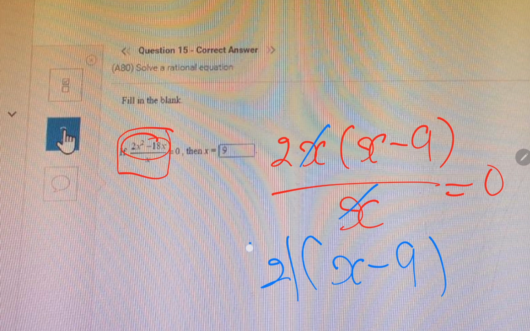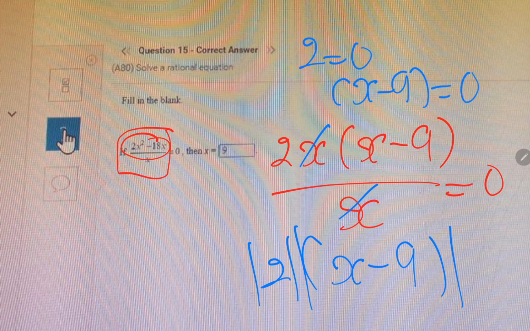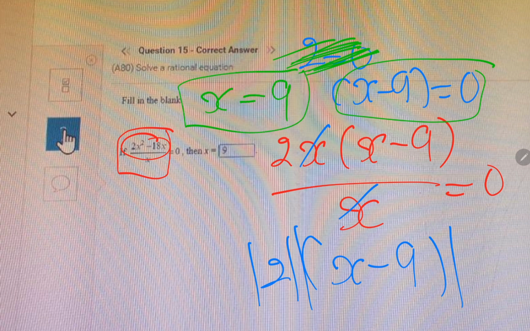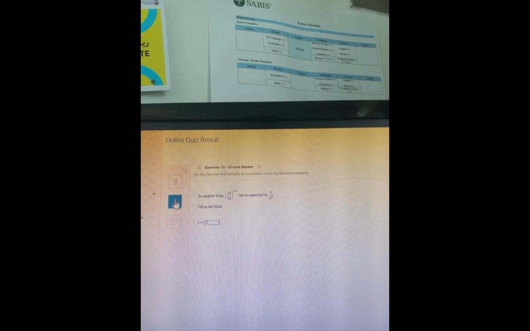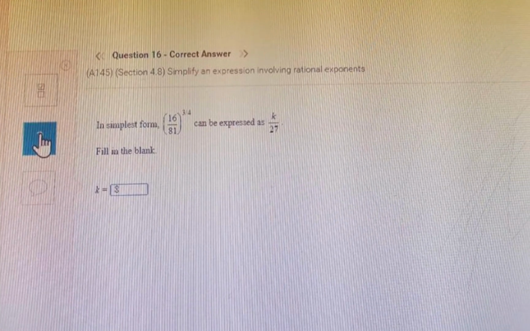Now we make each part equal to 0. So we're gonna have to make each separate part equal to 0. So 2 is equal to 0 and x minus 9 is equal to 0. Now which makes more sense? 2 to be equal to 0 or x minus 9 to be equal to 0? Definitely the x minus 9 to be equal to 0. This makes 0 sense. And then we're gonna get x is equal to 9. Done.